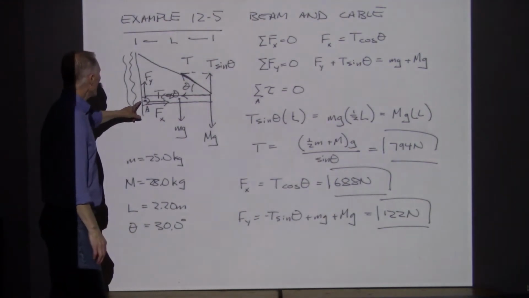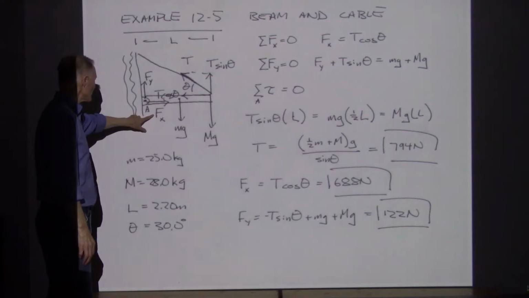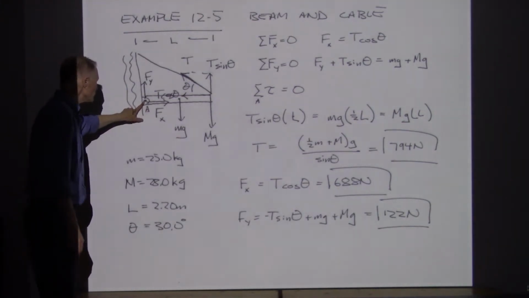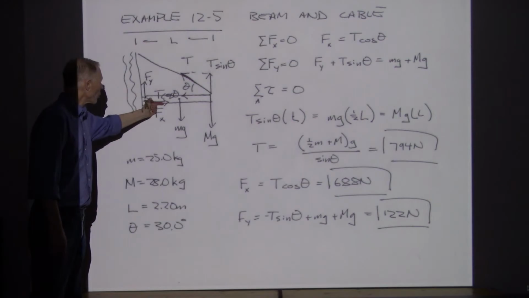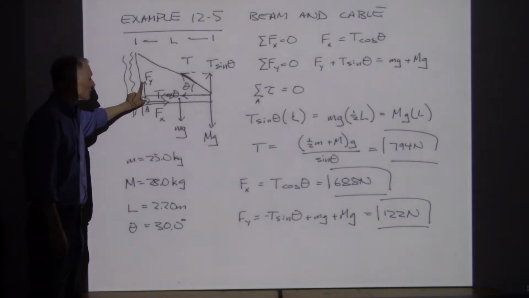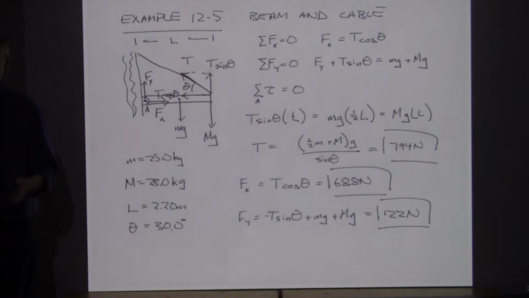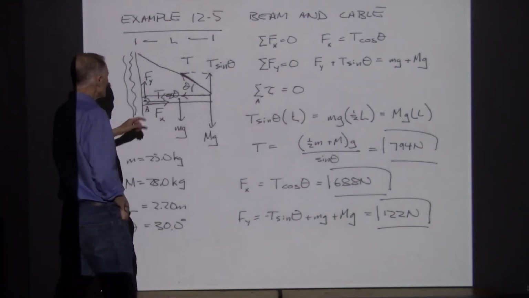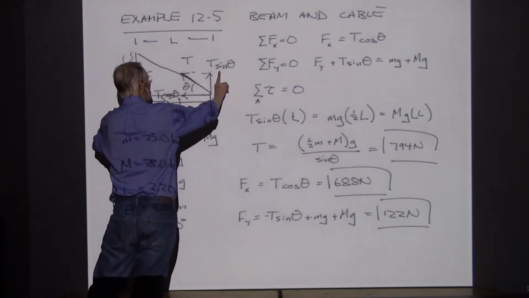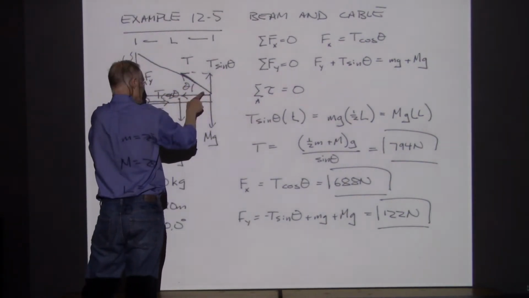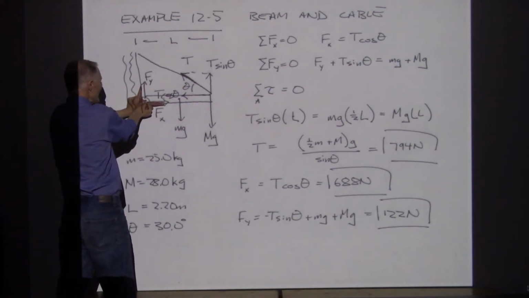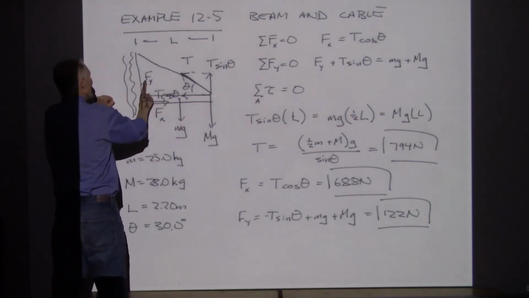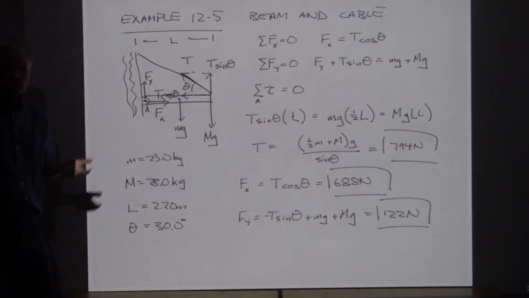Now the hinge also has forces acting on it, and since it's a hinge, it could have horizontal components and/or vertical components. In general, there could be both vertical components and horizontal components of the force acting on the beam at the hinge location. And so what I've done is, it's a little messy here, but there's a T sine theta here and a T cosine theta here. Now with the forces at the hinge, I've got Fx and Fy, and that becomes completely general.